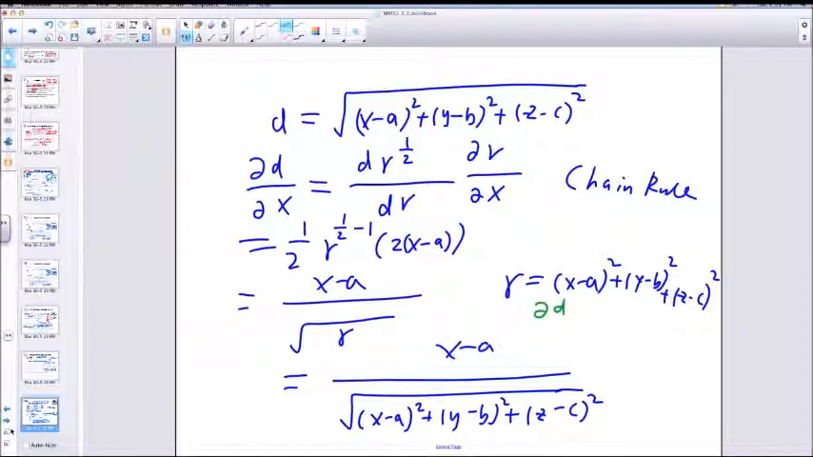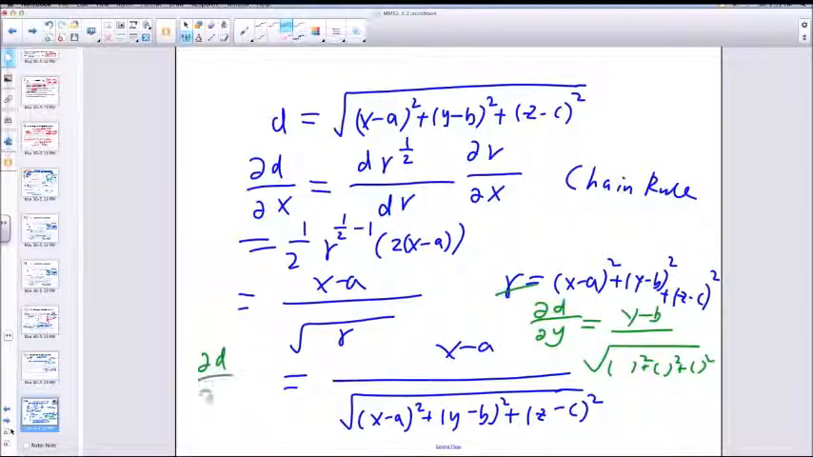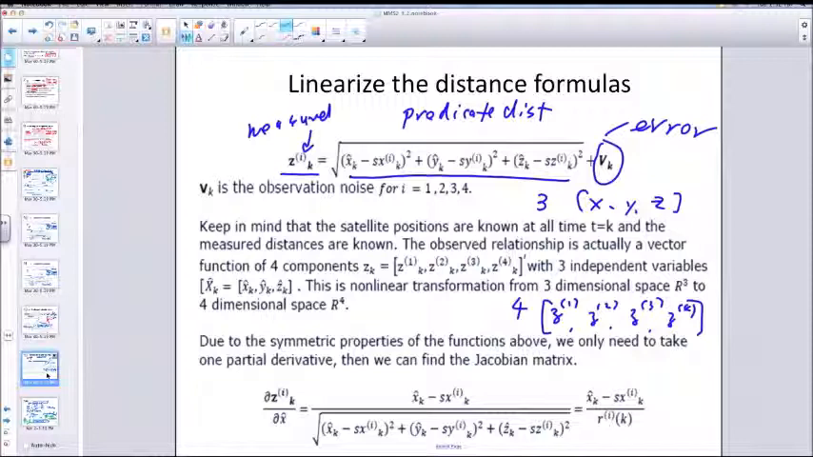Well, do the same thing. Partial d over partial y, what is it? Then you change this to y minus b, you get the same thing on the bottom. That's the r. And partial d over partial z, you just change the numerator into z minus c, you get the same thing on the bottom. So you got the idea. That's how you get this complicated thing. Okay, so partial z_i, k doesn't matter, that's the time. Take a derivative with respect to x equals x, that's the user, that's the satellite, that's the distance. So how many of those do you have?